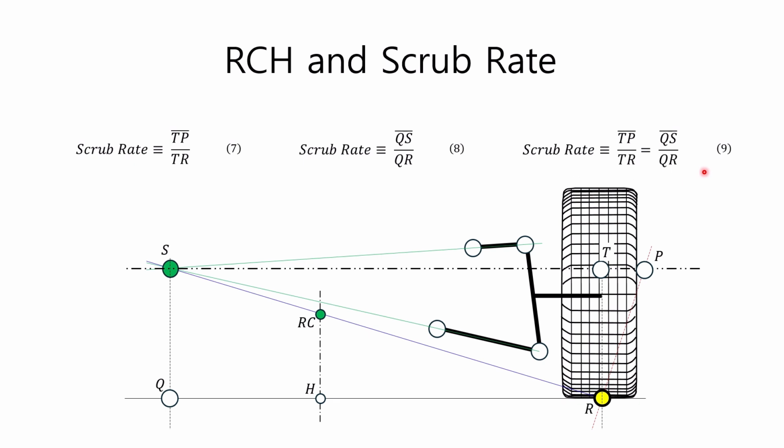From the figure here, we can see that as the swing center increases, the roll center also increases and the scrub rate increases. As the scrub rate increases, the lateral movement of the tire during bumps and rebounds increases, resulting in increased lateral forces and, consequently, increased tire wear.